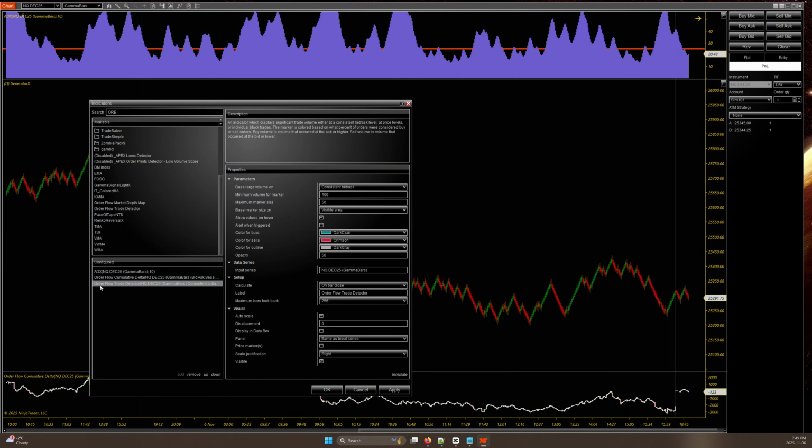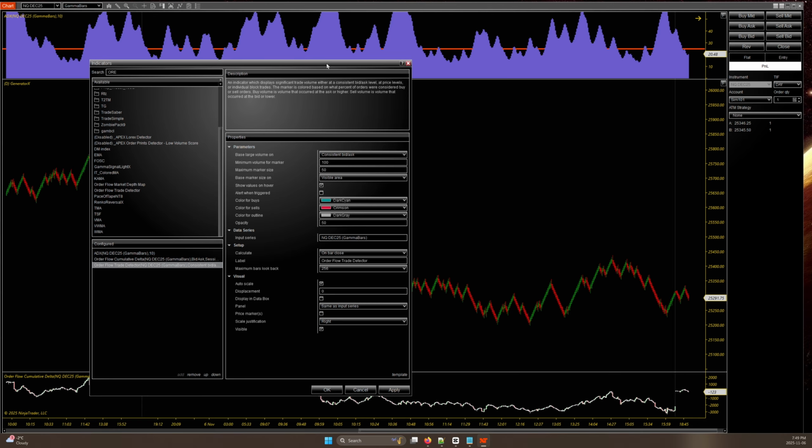So there's another indicator called order flow trade detector. It's delta related again, and it's something that I use to find trapped buyers and trapped sellers. I won't go into that today, but let's go low, about 25 should be good. Oh no, that's the size. So 100 size, minimum volume.